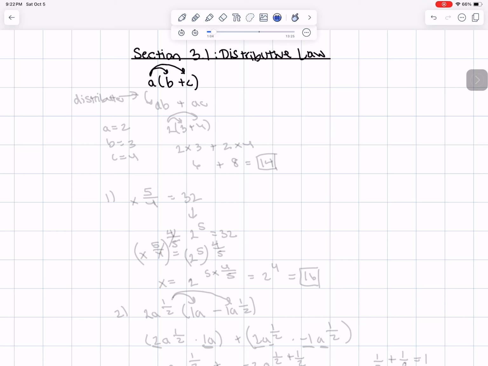So let's do an example of this problem. Oh, and before I do that, when we multiply them, it's going to become A times B plus A times C. So that's how it'll be written once we distribute. So this is distributing.